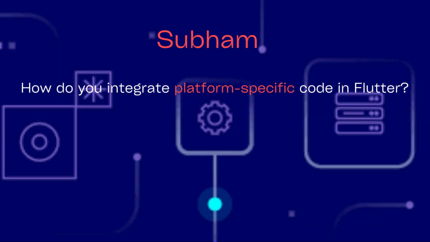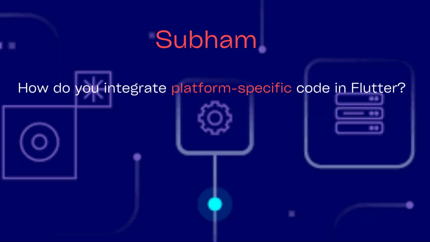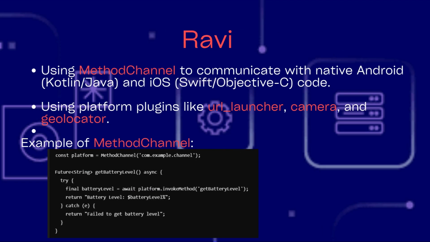Subham: How do you integrate platform-specific code in Flutter? Ravi: Using MethodChannel to communicate with native Android, Kotlin or Java, and iOS, Swift or Objective-C code. Using platform plugins like url_launcher, camera, and geolocator.